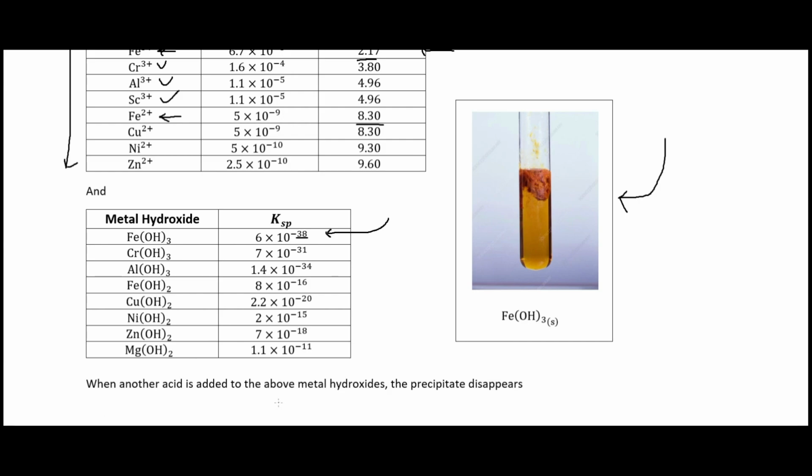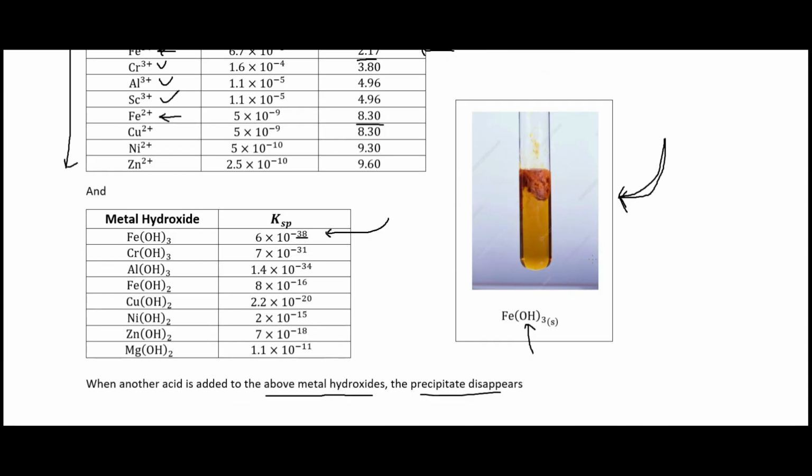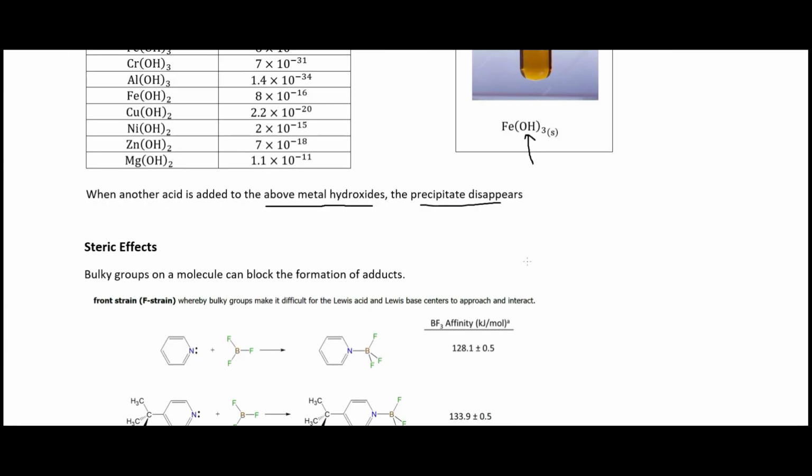But of course, if we add acid to these solutions of these metal hydroxides, then the precipitate can disappear. So if we added, say, H2SO4 or HCl to this iron hydroxide, we could protonate some of these hydroxide groups here, and that would push this back in the other direction using Le Chatelier's principle. And so we could end up back at our iron 3 plus hydrated by this water here. And so that would actually cause that precipitate to disappear.